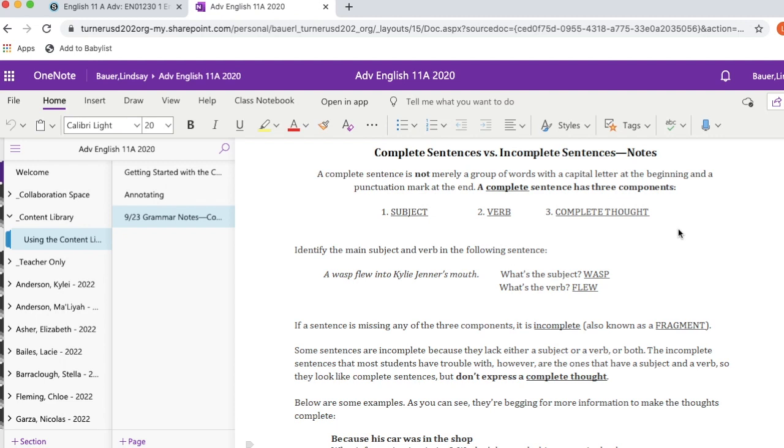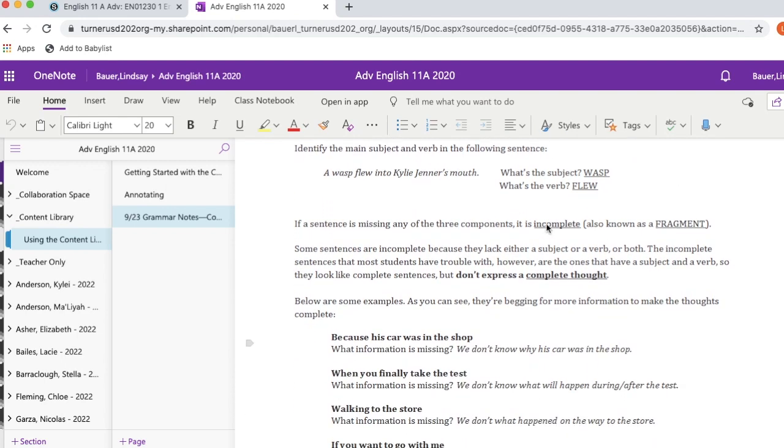So when we talk about a complete sentence, we need three things. We need a subject, we need a verb, and we need to form a complete thought. When we look at this sentence, a wasp flew into Kylie Jenner's mouth, when you're looking at subject and verb stuff, I want you to first look at the verb, which is generally easier for us to pick out. We know that flying is an action word, so flew is going to be our verb. In order to find our subject, we're going to ask what or who did the verb, what or who did the action. So if we ask what did the flying, the wasp did the flying. So your subject will be wasp.